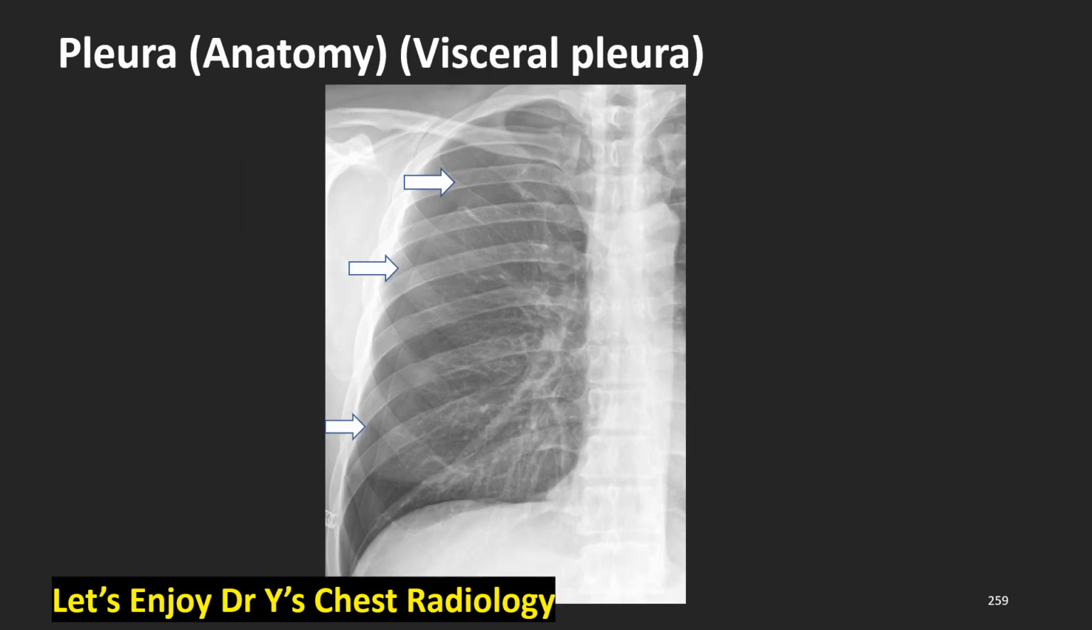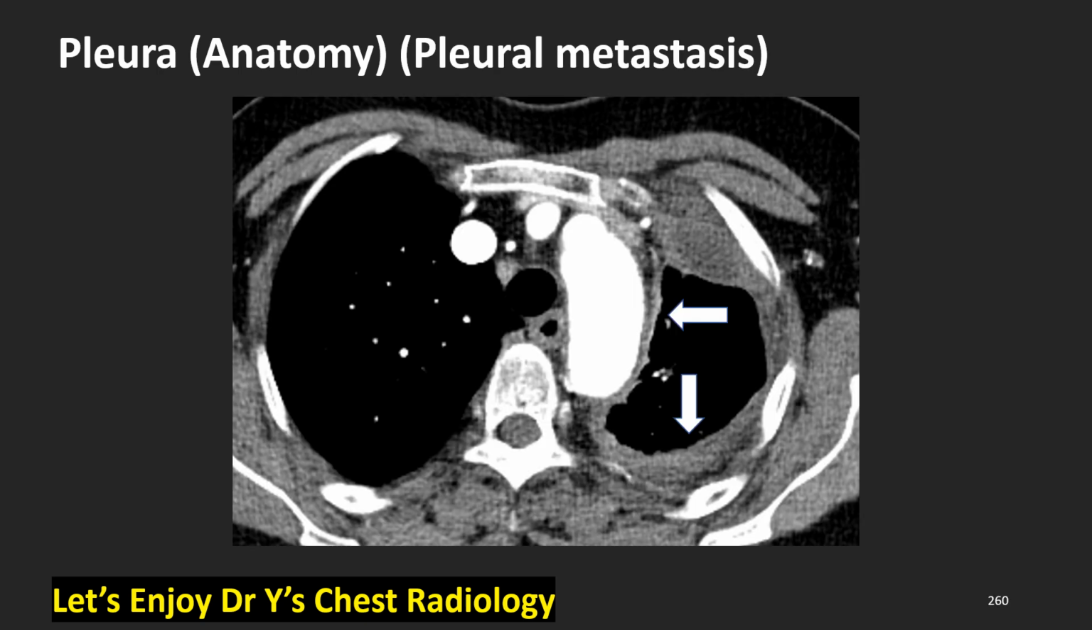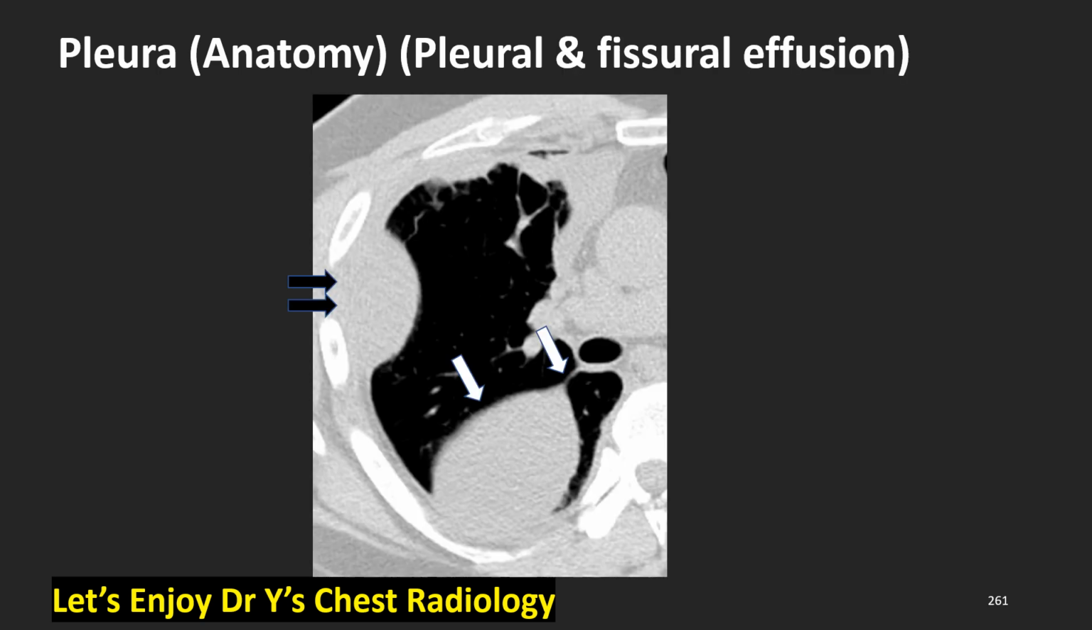Pleural anatomy, visceral pleura. Each arrow indicates the right upper lobe, middle lobe, and lower lobe visceral pleura in a pneumothorax patient. Pleural anatomy, pleural metastasis. Arrows indicate the pleural metastasis from lung cancer on the left side. Pleural anatomy, pleural and fissural effusion. Black arrows indicate the pleural effusion on the lateral side, and white arrows indicate fissural effusion in the right major fissure.